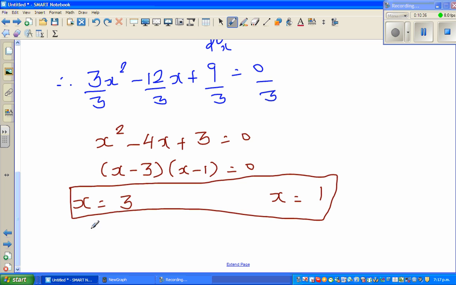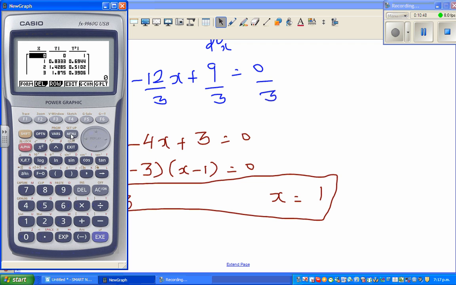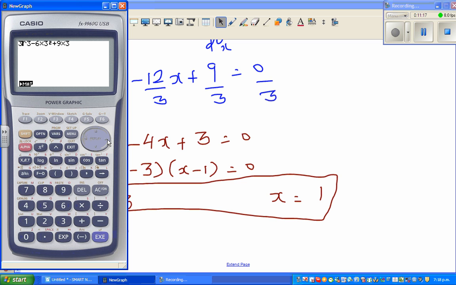Let us find the y value when x is 3. When you put 3 into this equation, let me use a calculator. You put 3 cubed minus 6 times 3 squared plus 9 times 3. I'm just putting the value of 3 into the function x cubed minus 6x squared plus 9x. When x is 3, y is 0. And what happens when x is 1? I'll change the 3 into 1.